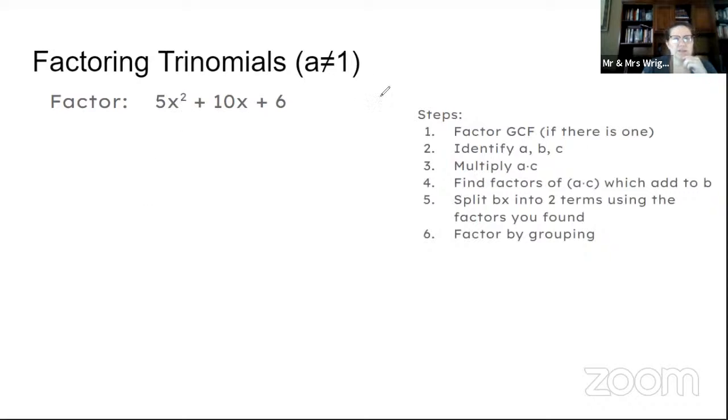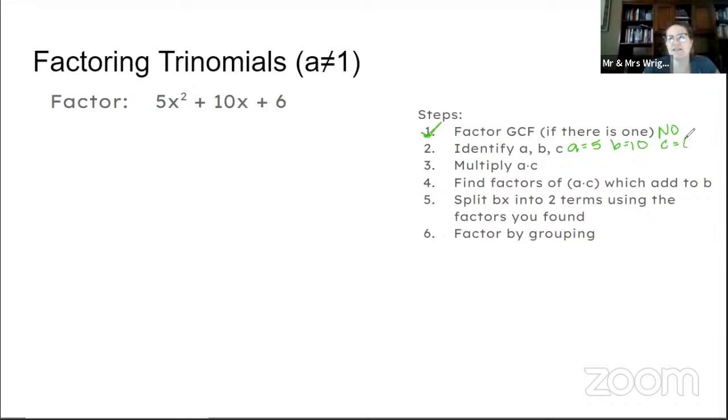All right, welcome back. So let's look at this. Let's see if there's a greatest common factor. 5 and 10, we're looking good. Maybe. Oh, and 6. Oh, I can't get a common factor out of those. But that's one less thing for me to do. So no common factor, no greatest common factor. All right, so we need to identify A, B, and C. A is 5, B is 10, and C is 6.